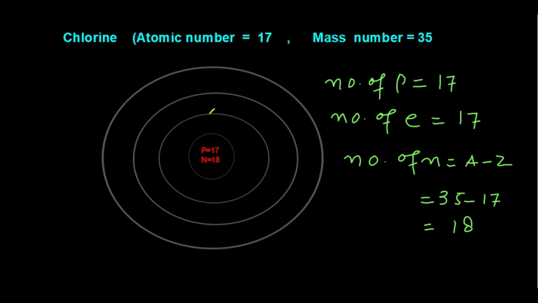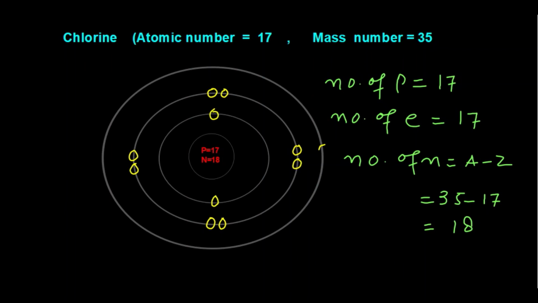Out of 17 electrons, 2 electrons are present in the first shell, which is known as K shell. So we write 2 electrons in the first shell, 2 electrons are present in K shell. And what is the capacity of L shell? The second shell is known as L shell. L can accommodate maximum number of 8 electrons. So we write 8 electrons in L shell. 1, 2, 3, 4, 5, 6, 7, 8. 8 electrons are present in L shell.